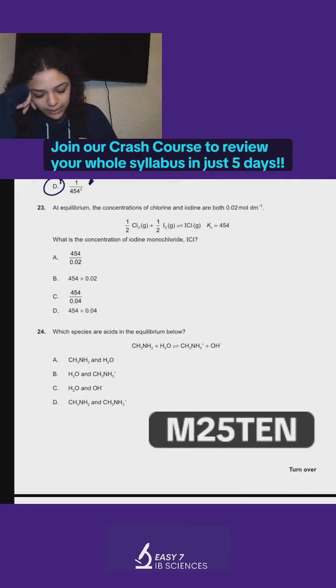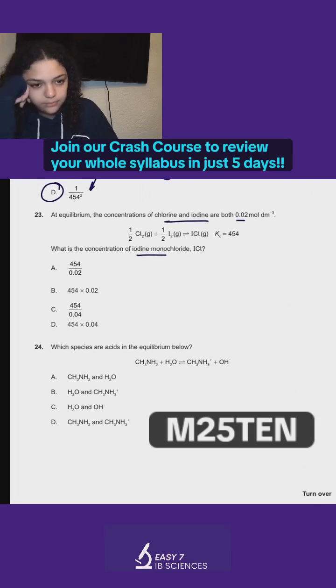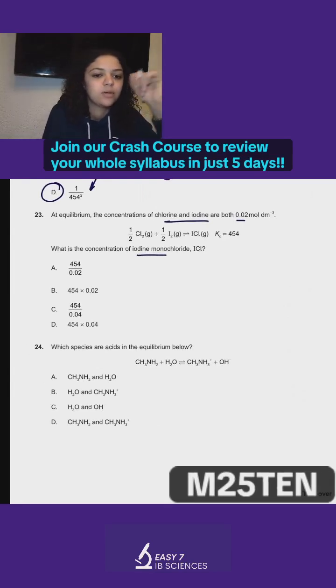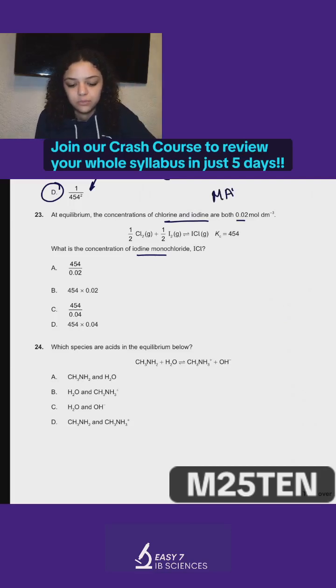Nice, exactly. Okay, it says at equilibrium, the concentration of chlorine and iodine are both 0.02. What is the concentration of iodine monochloride? This is also a nice question. I think the past questions have been easy except that graph one, which is hard. No, this is SL. You should know this if you're SL. What year is this paper? Good question. It's the May 2022, 2022 time zone 1 HL.